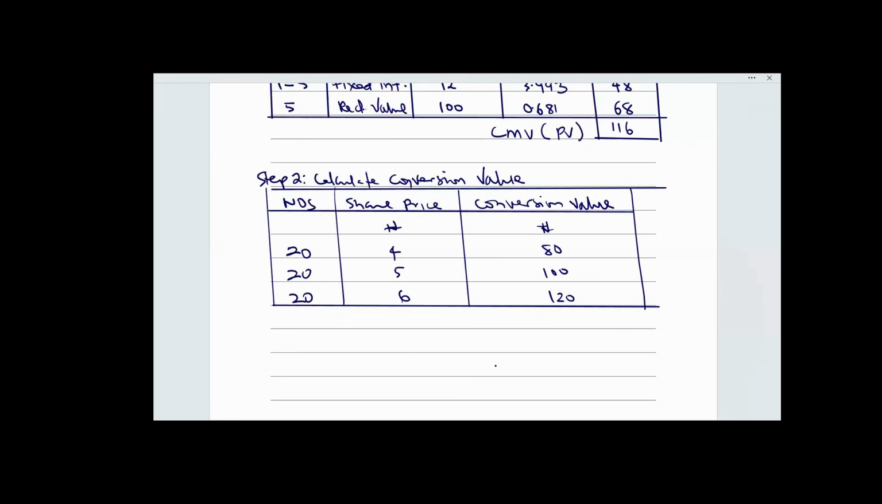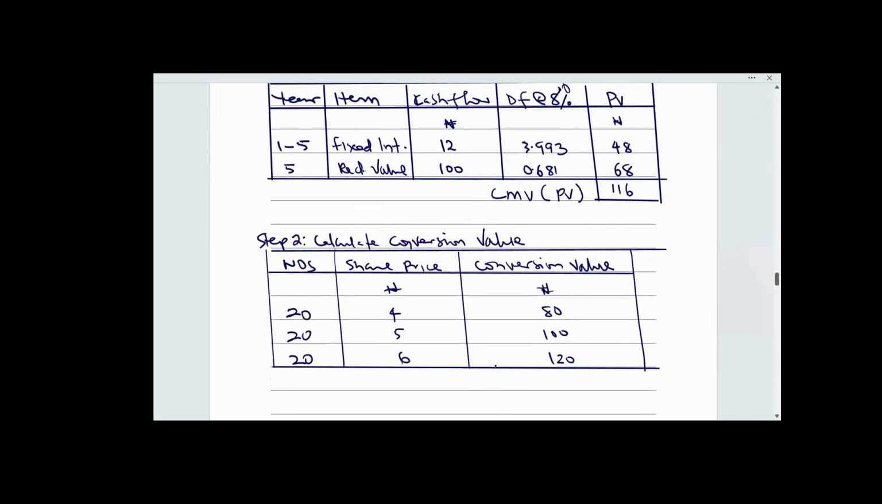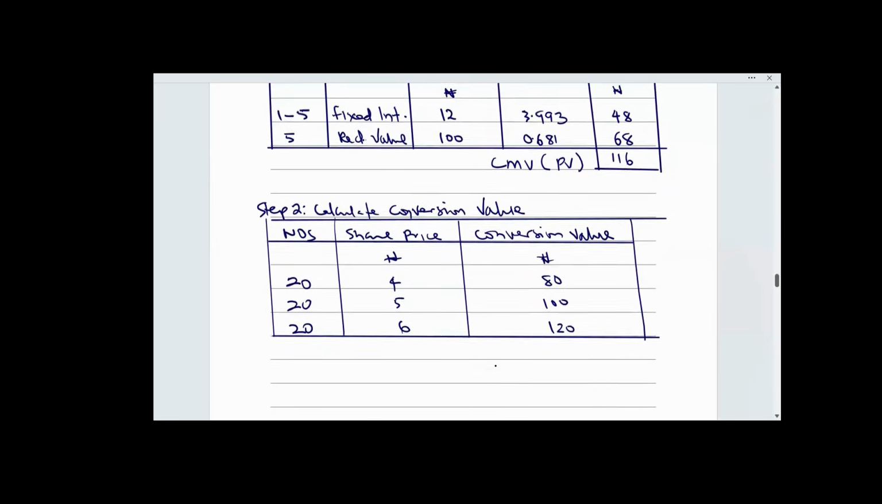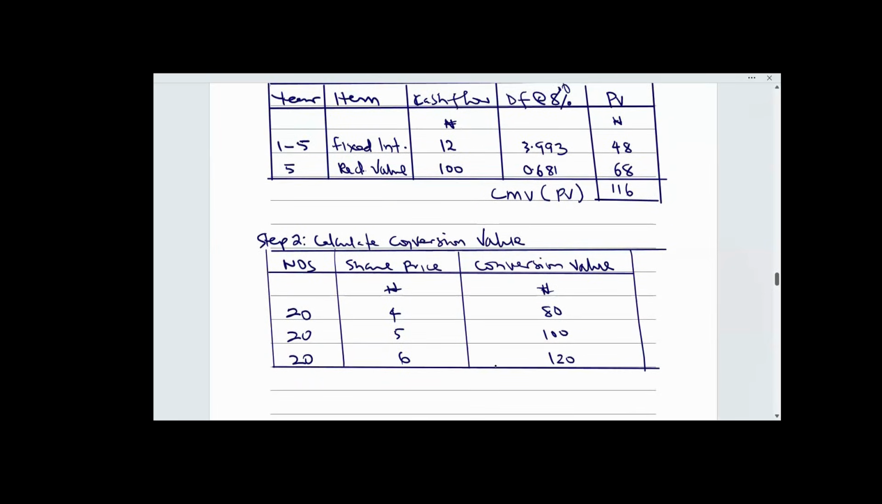So the next thing you need to do now is to advise. You will notice that at 4 naira, the conversion value is 80 naira. 80 naira is less than 116 naira, the current market price. So that means the investor will not exercise their rights.